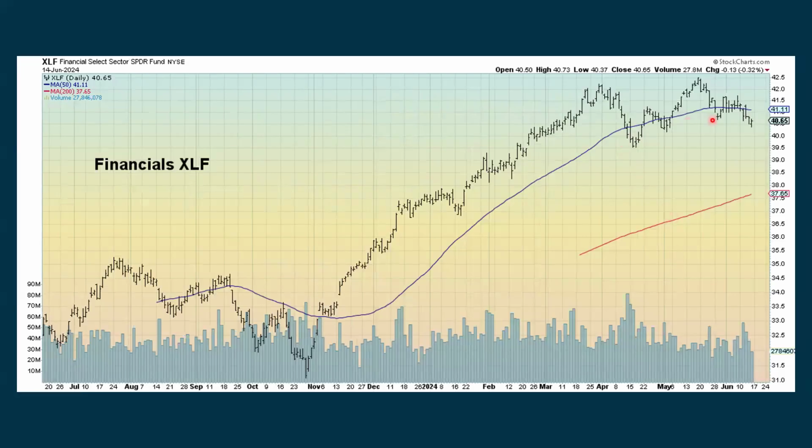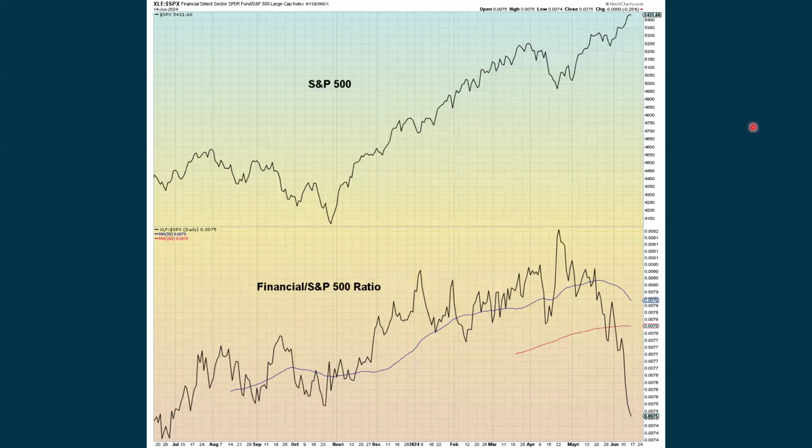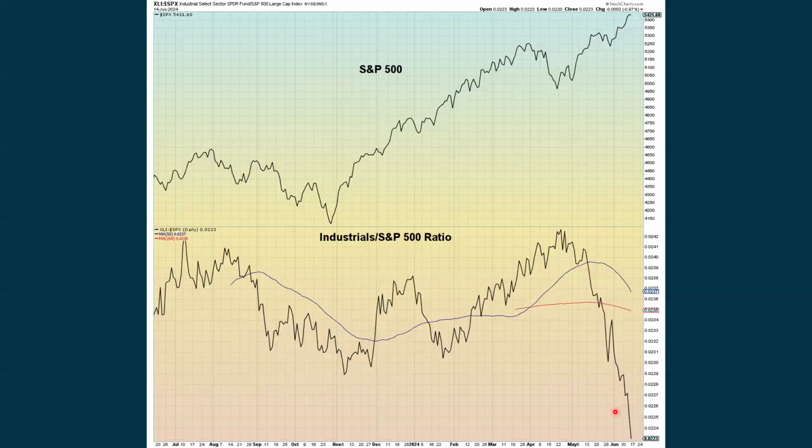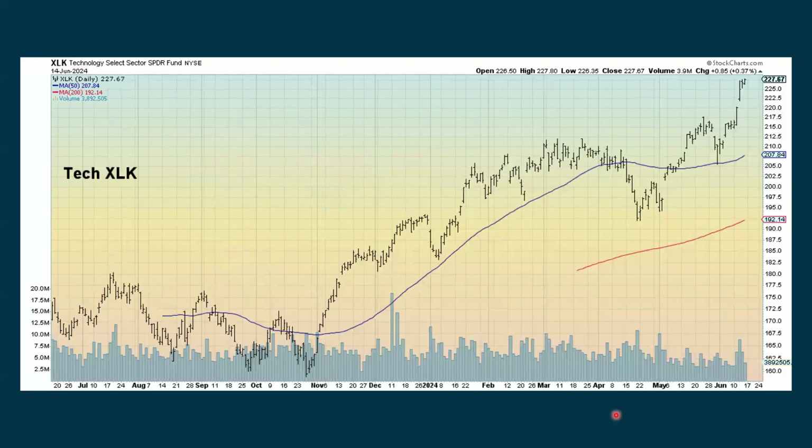Financials had been strong, but we're starting to see some weakness, dropping further below their 50-day moving average. And we look at a ratio where the financials are really starting to underperform the S&P. This had been an uptrend showing that financials were outperforming, but we could be seeing that change if this continues. The industrials are in an uptrend by themselves, but still below their 50-day moving average. They're also really starting to underperform the rest of the S&P.